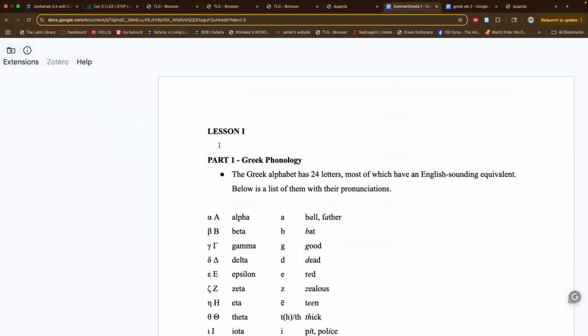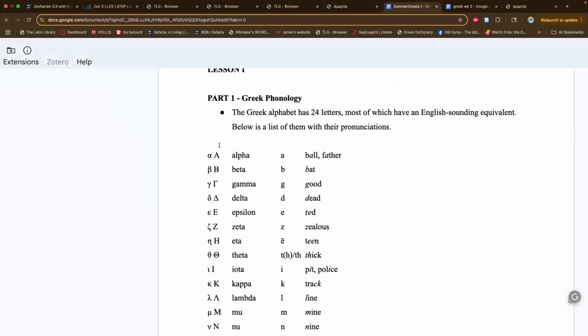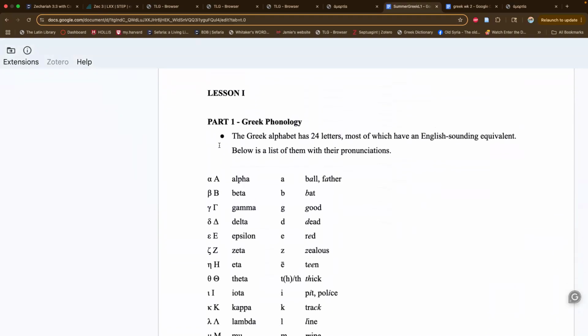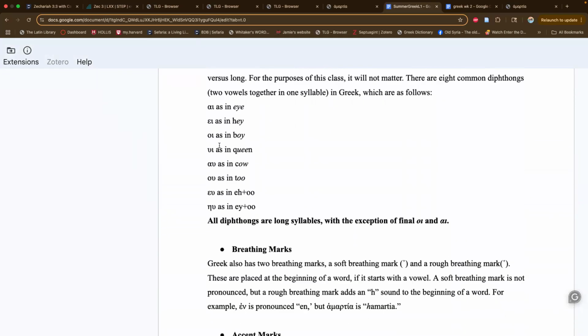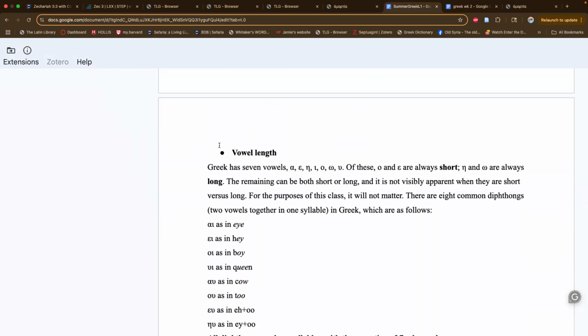So now we'll get lots of experience with it. You'll get familiar with it. Just a few more things on pronunciation.